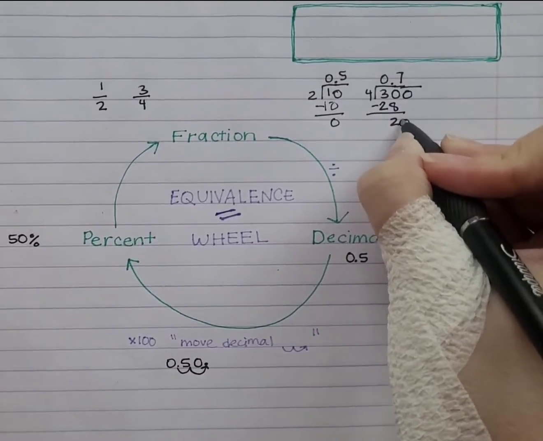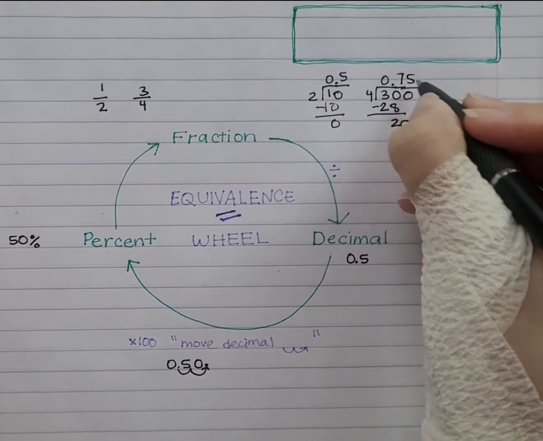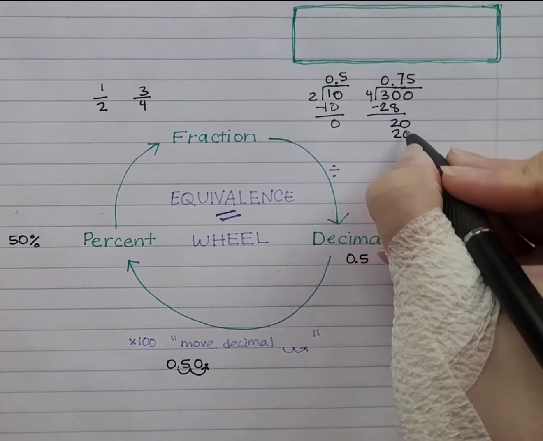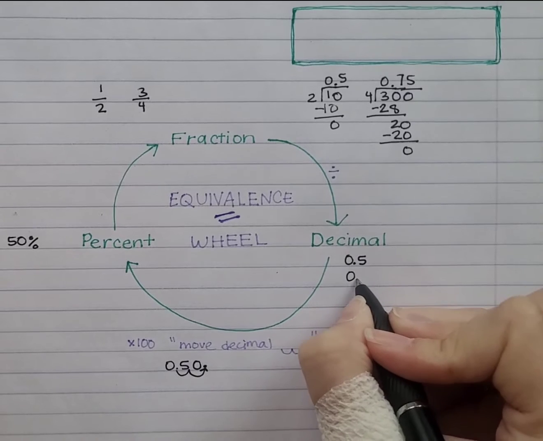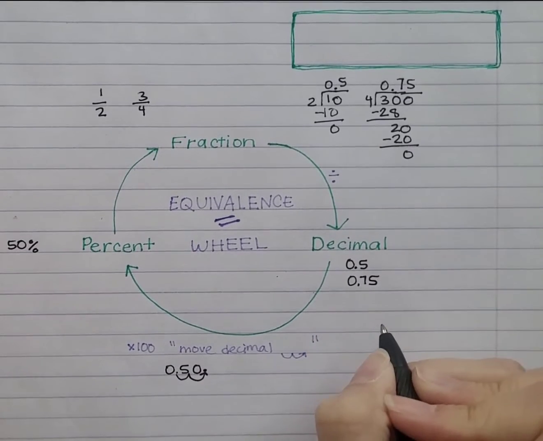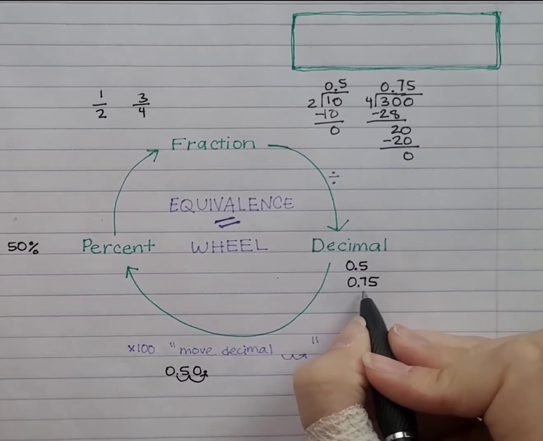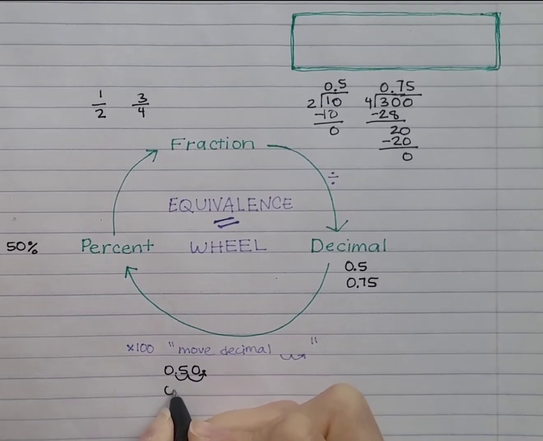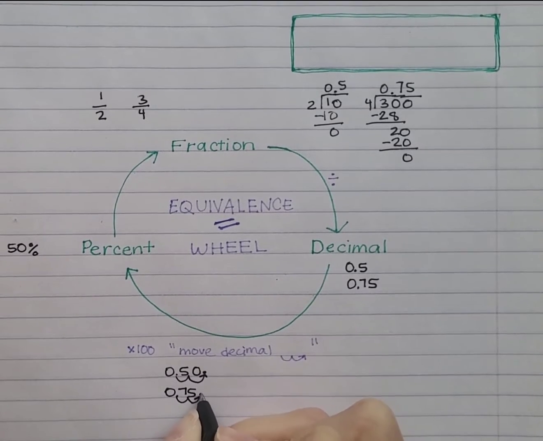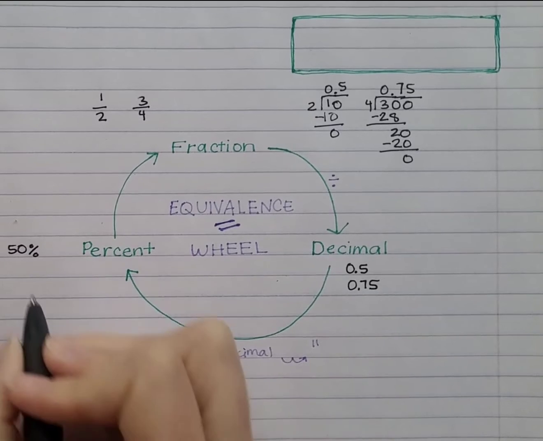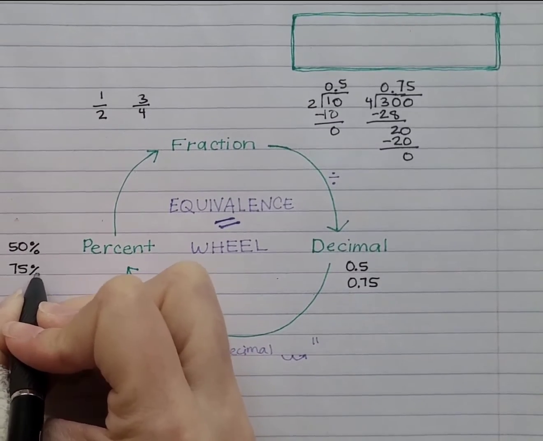Add another 0, pull that down. 4 goes into 20 5 times. 5 times 4 is 20. And our decimal is 0.75. To change this into a percent, we need to move the decimal place 2 times over. 1, 2. We drop the decimal and write it as 75%.